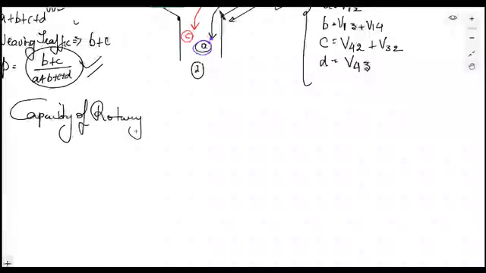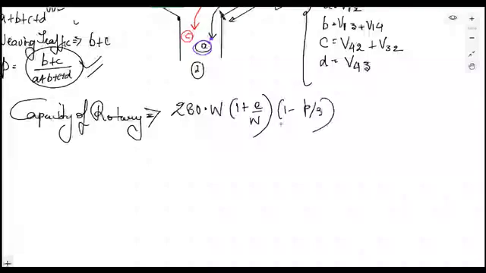Now how to calculate the capacity of the rotary? To calculate the capacity of the rotary, there is a relation. That relation says that the capacity of rotary is equal to 280 into W, which is the width of the weaving zone. Remember that. 1 plus E by W. I'll just let you know what is E. 1 minus P by 3. P is the weaving ratio. Divided by 1 plus W by L, where W is the width of the weaving zone and L is the length of the weaving zone.